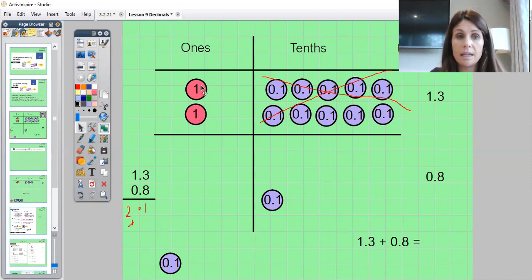So my number at the moment is 2, but I've also got this little one here I can't forget about. So I am now going to add that into my number. These have been cancelled out because I've used them here, replaced them with 1, 1. I've exchanged them. So I've exchanged 10 tenths for 1 whole. So now I've got 2 whole 0.1, 2.1, and that was my digit there. That was my number there, sorry, not my digit. That was the number that I ended up with.